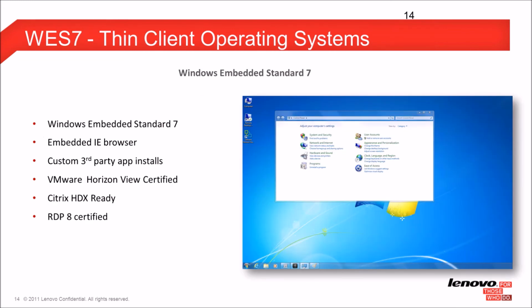We also support the Windows Embedded Standard 7 Thin Client operating system. This is a fully customizable OS. It includes an embedded Internet Explorer browser, is fully certified for VMware, Citrix and RDP8, and will allow you to install third-party applications or run software directly from the Thin Client if necessary. Windows Embedded Standard is ideal for application support, for certain peripheral support, for devices that are unable to redirect natively within Linux.